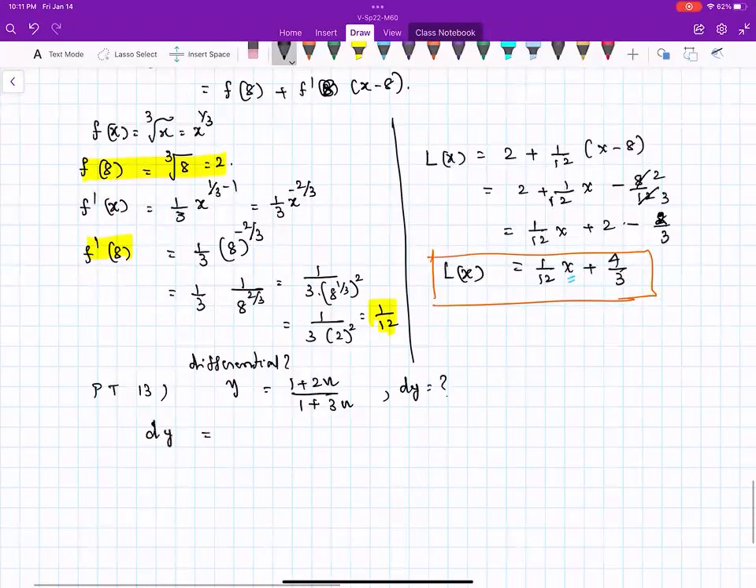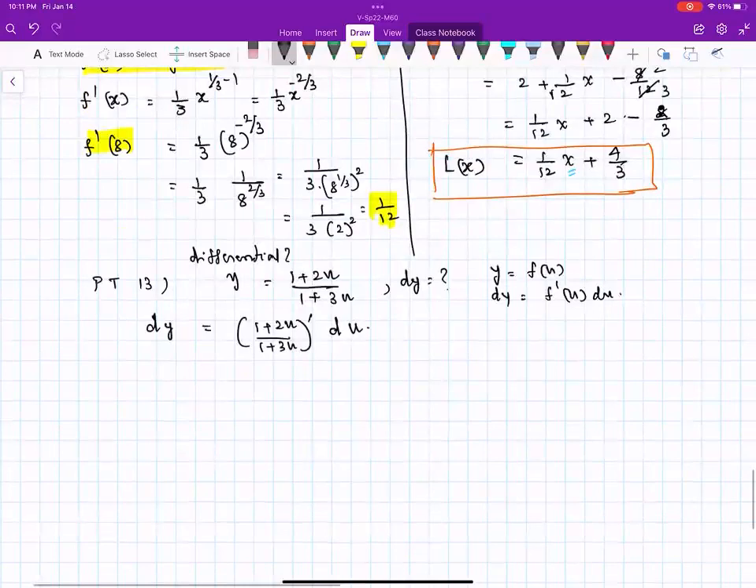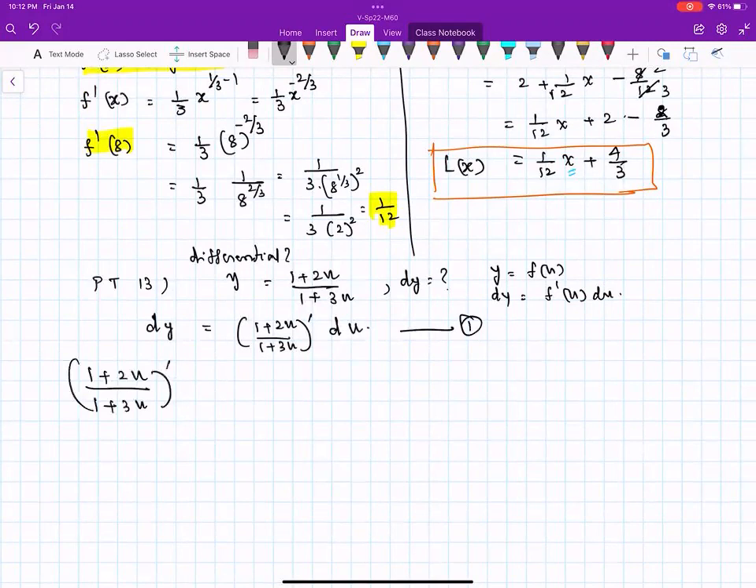So dy is the derivative of 1 plus 2u over 1 plus 3u times du, because y is a function of u. So y being a function of u, dy is f prime of u du. Let's get back to this step a little later. Now let's compute the derivative of 1 plus 2u over 1 plus 3u.